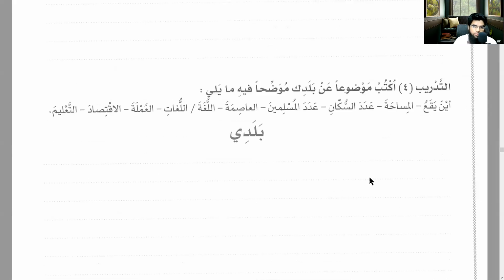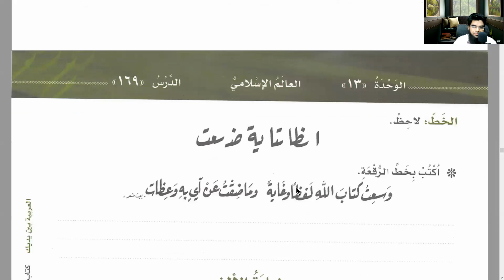Summarize. لخص means to summarize. لخص يلخص. تلخيص is to summarize. So summarize the last lesson in this unit. Write about ضعف المسلمين في العصر الحديث, the weakness of the Muslims. Write about baladi. And then this is رقعة.